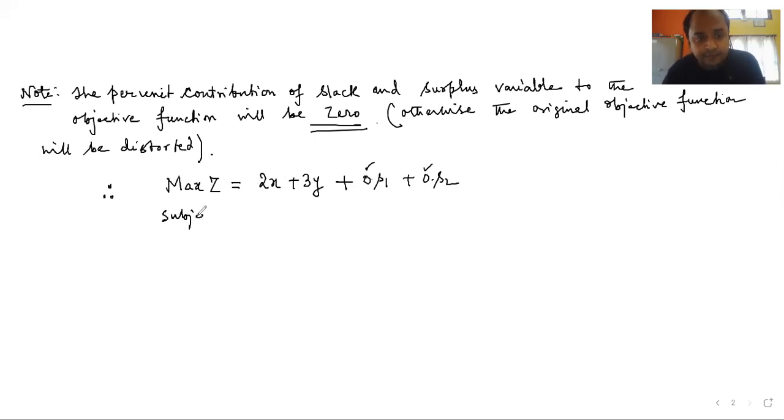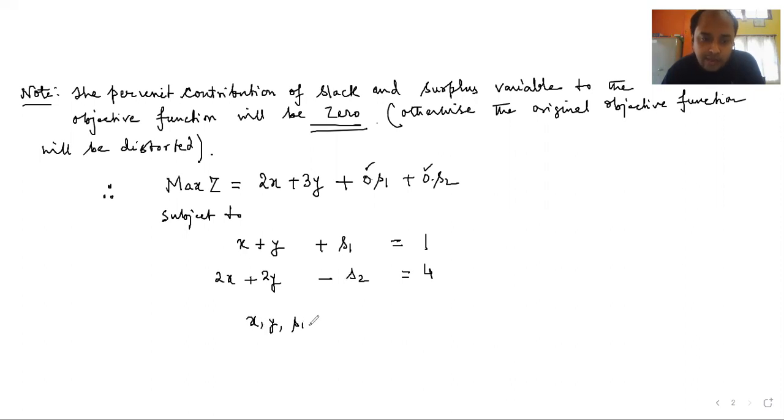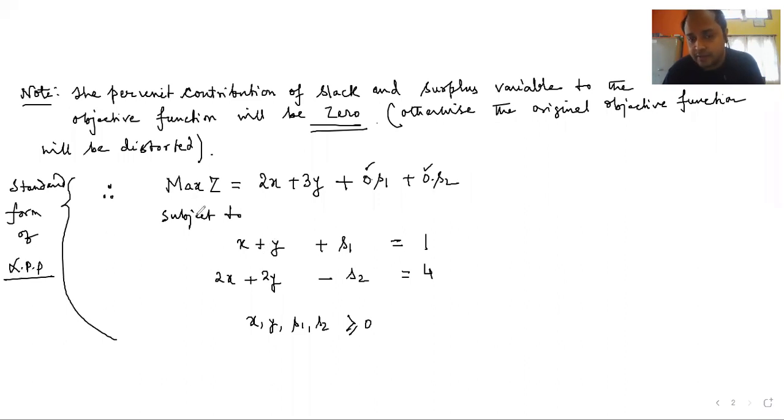And thus we get that this objective function is subject to the constraints x plus y plus s1 is equal to 1, 2x plus 2y minus s2 is equal to 4, and x, y, s1, s2 greater than or equal to 0. This type of form is called the standard form of LPP. Why is it called standard form of LPP? Because there is no inequality symbol over there. Standard form of LPP only contains equality symbols.